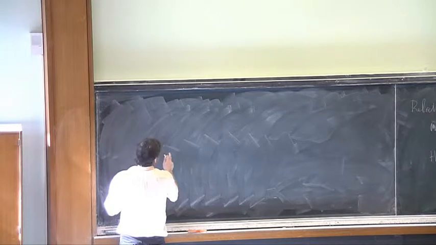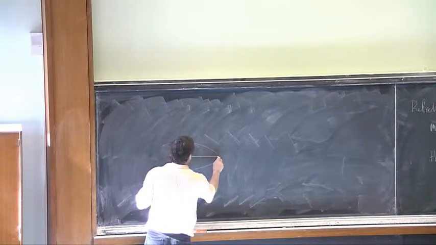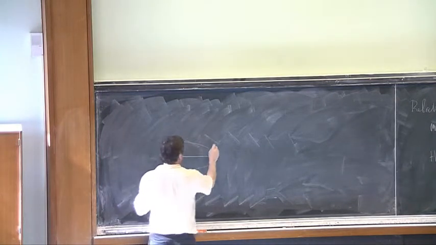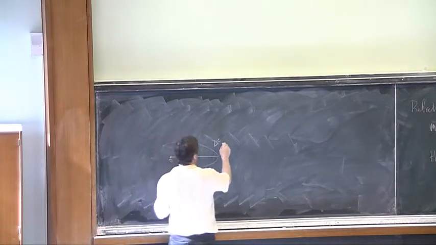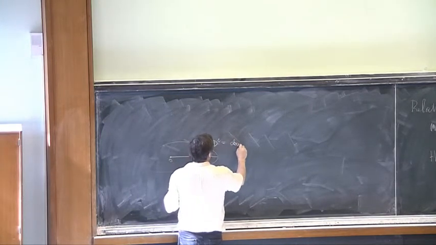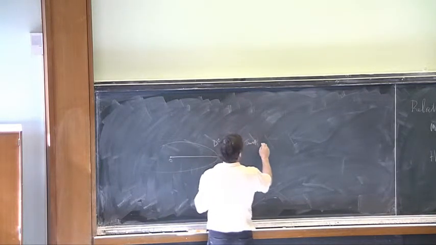So this is more interesting. What is the geometric construction? You take this D2, then you take just the zero here. So D2 is the closed unit disk in C.